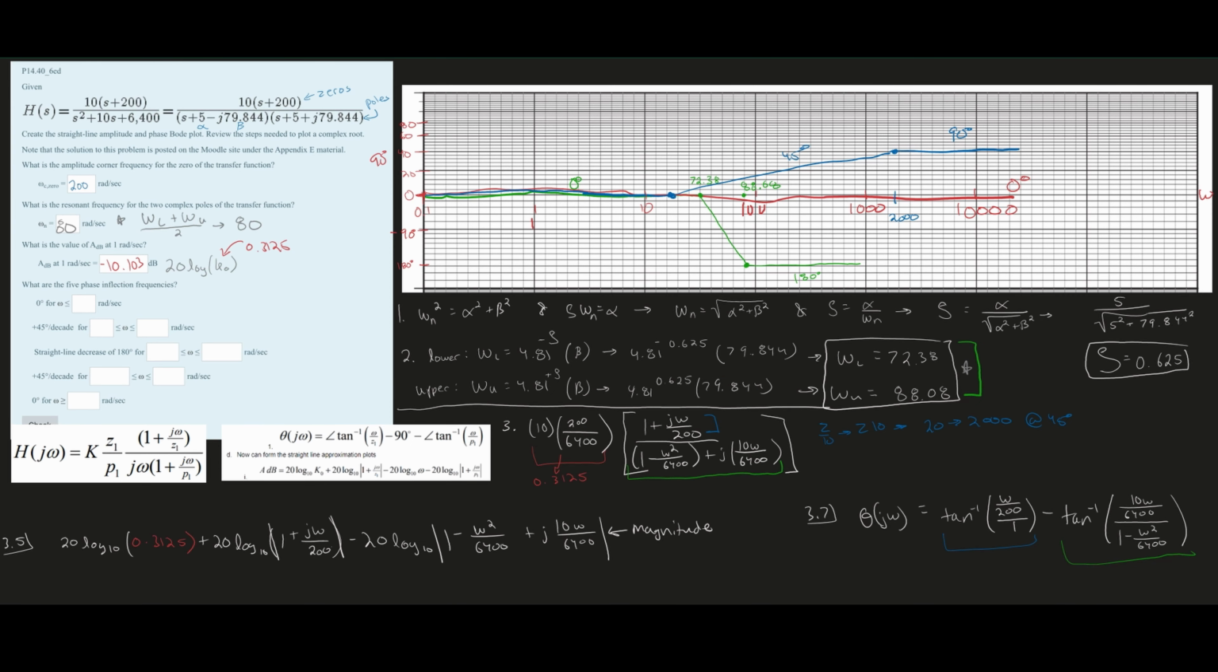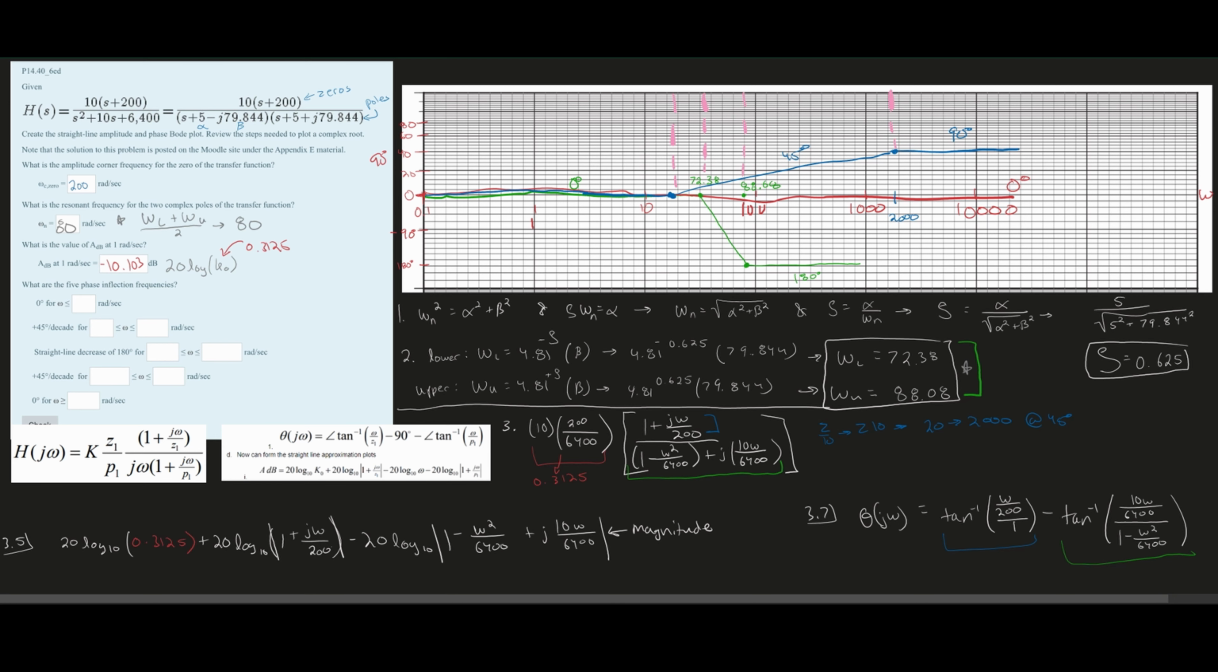For a Bode diagram, we need to look at all the phase inflection points. That's going to be whenever the slope changes. So that's going to be at this part. It's going to be at this part. And then it's also going to be at this part. And lastly, at this part.